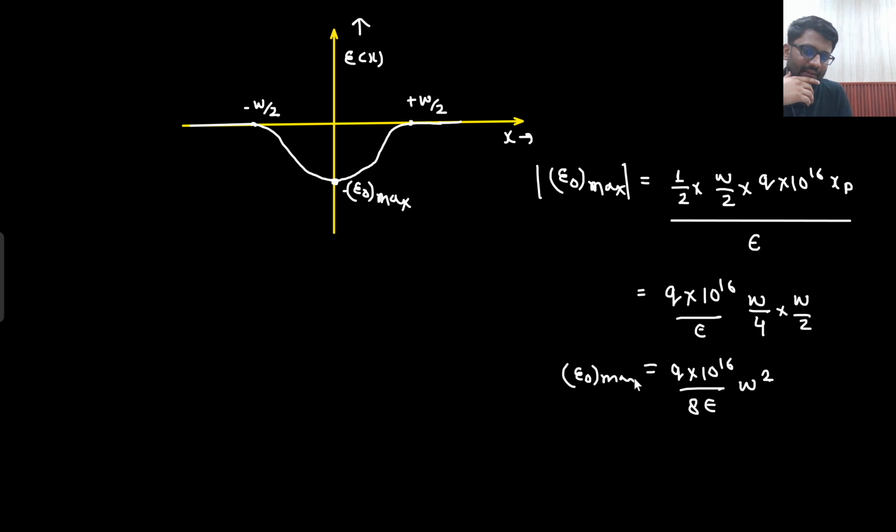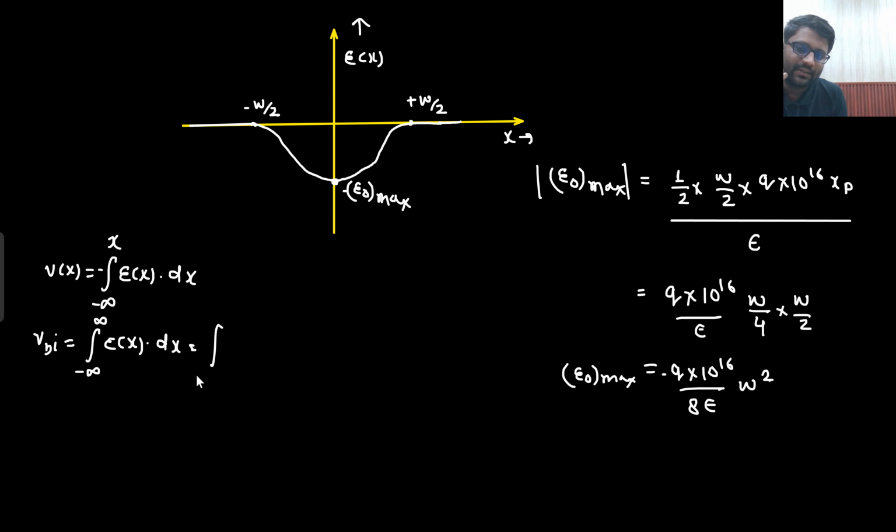Now what are they asking? They are asking the built-in potential. Now I know that for finding out built-in potential, what I need to do? First I will write down what is my Vx. So Vx is simply minus infinity to x Ex dx, right? And if I need to find out built-in potential, that would be equal to minus infinity to infinity E of x dx, or you can say, sir, from minus w by 2 to w by 2 E of x dx. Basically, built-in potential will simply be this much area.